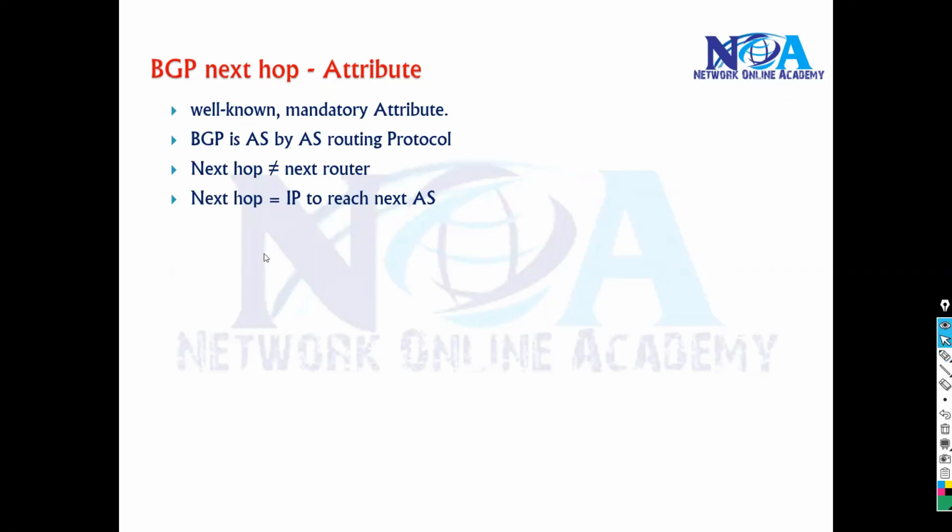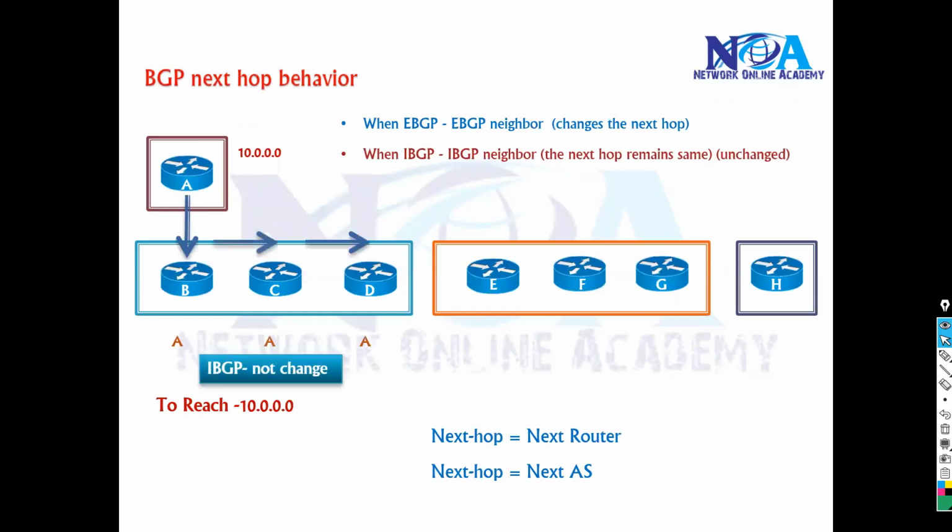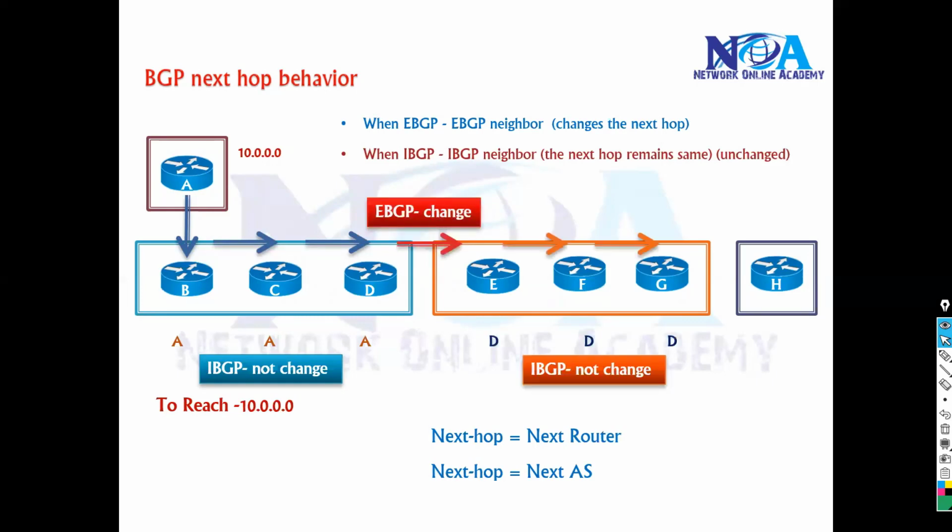Because when the BGP carries any update within the same iBGP neighbors, it will not change the Next-Hop. But whenever the BGP is sending any update to the external BGP neighbor, it will change the Next-Hop. And again, it will not change within the same AS. It will change when it is sending outside the AS.